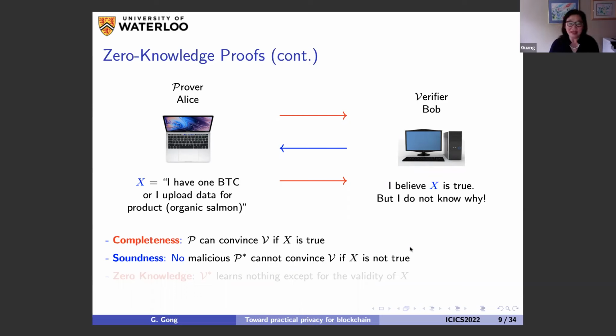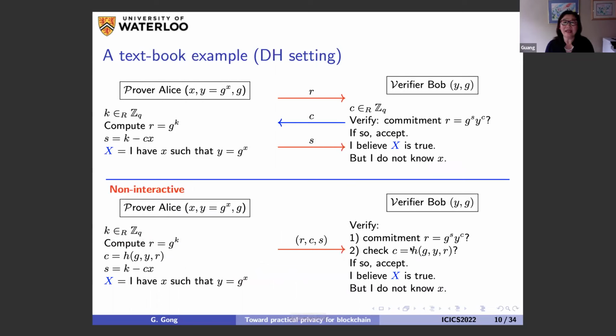And the third one is zero knowledge. In this case, the verifier learns nothing except the validity of the statement. Okay, so this is the general concept: completeness, soundness, and zero knowledge. Then we look at a concrete example.